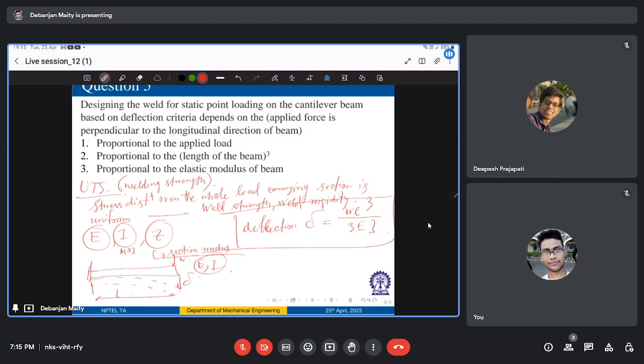So among the different materials, if you talk about the values of E and I, those should be large to have minimum deflection, right? E and I should be large to have minimum deflection, right?